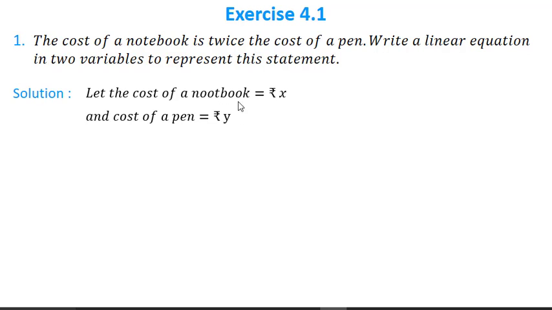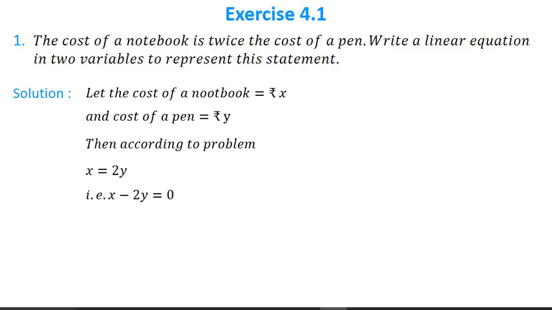So for one notebook, the cost is rupees x, and for one pen, the cost is rupees y. Now in the problem it is mentioned that a notebook is twice the cost of a pen. So the cost of notebook is twice the cost of pen. That means the cost of notebook, which is x, is 2 times the cost of pen, which is 2y. So this is my representation of the problem as a linear equation in two variables.